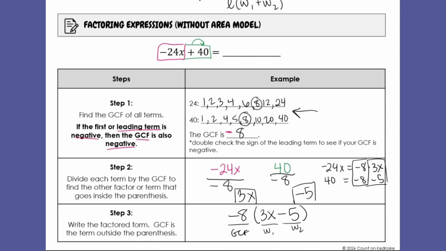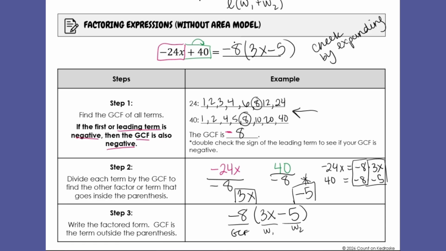So if the second term here is positive or negative, that's going to either show that you're adding or subtracting. I went into that in a little more detail in my expanding expressions video lesson, but understanding that your positive and negative numbers can also be used as your addition or subtraction symbols. So this is how I write my final answer. On the line, I would say that this is equivalent to negative 8 times 3x minus 5. A great way to check your work is by expanding.